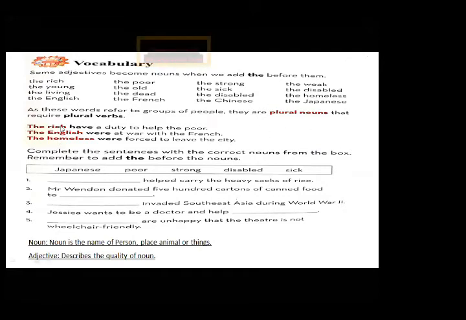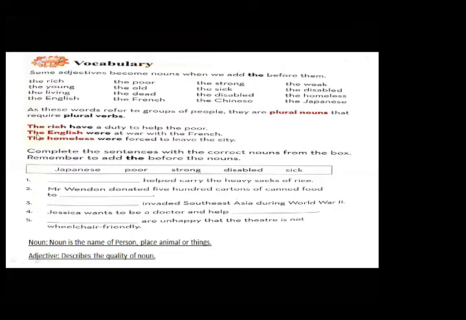Like, the rich have a duty to help others. The rich is the plural noun, because there are so many rich persons in the world. Have a duty. Have is also a plural verb. So here they are mentioning that the rich have a duty to help the poor. It means it is the duty of the rich person to help the poor.